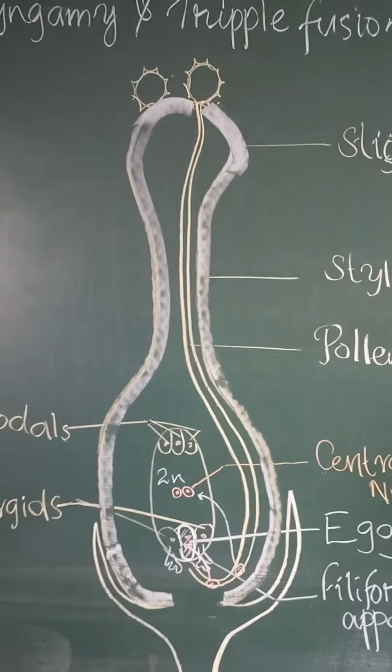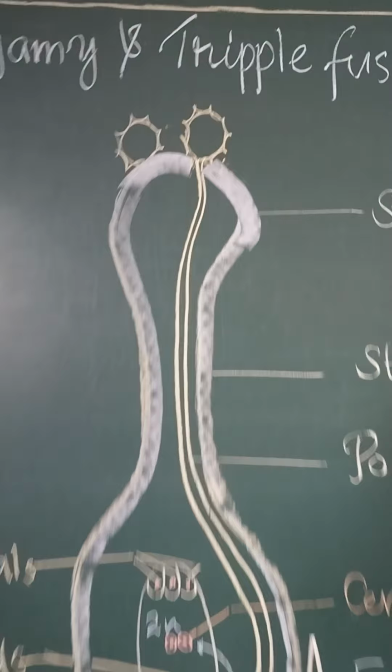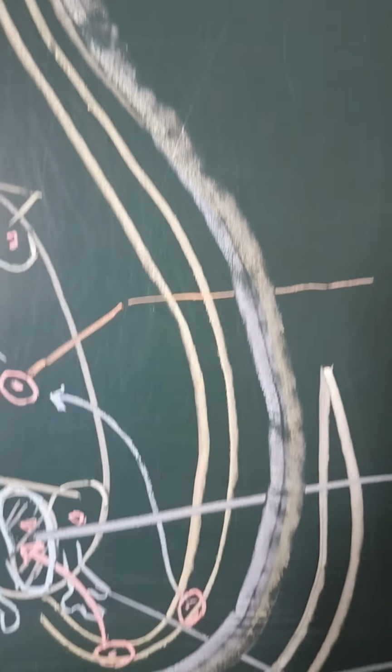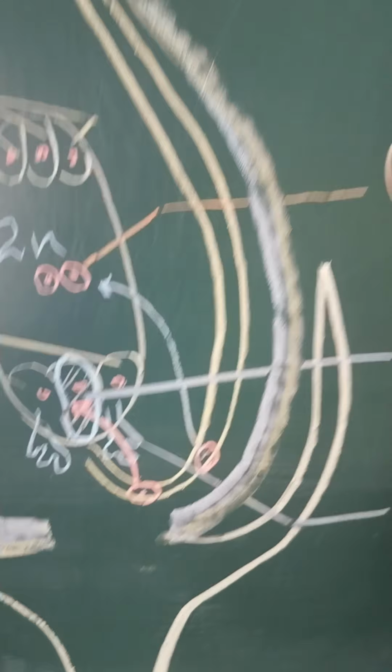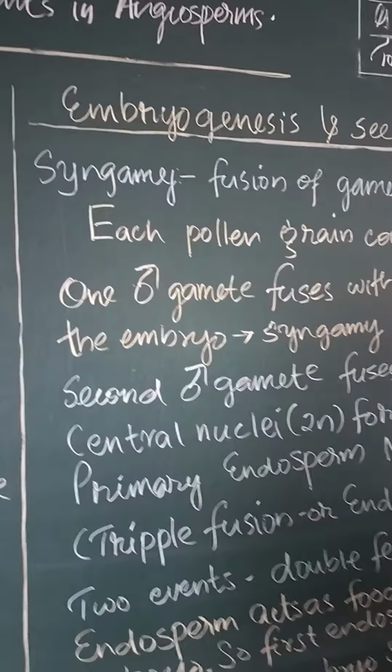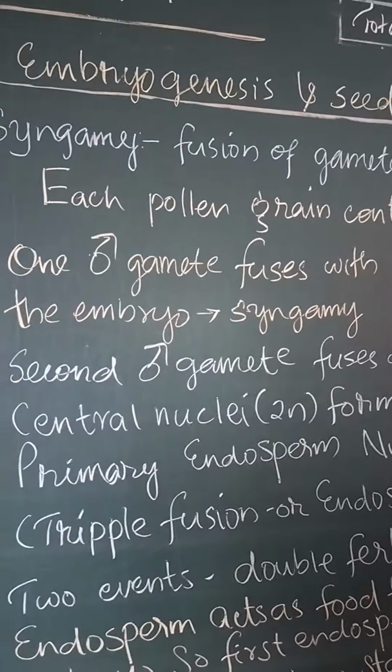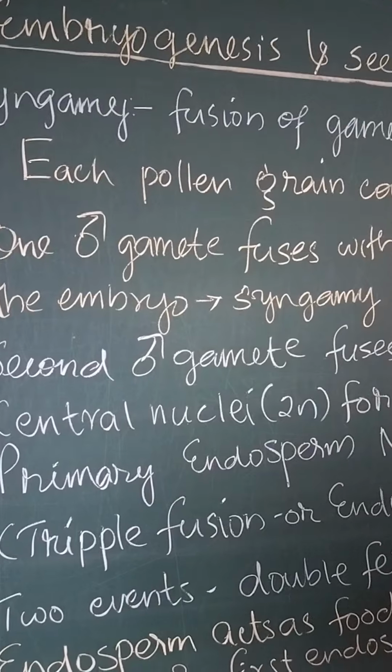So why is it called double fertilization? Because each pollen grain will start germinating to release two male gametes. One of the male gametes will be fusing with the egg cell to form the zygote. That's why it is called syngamy.